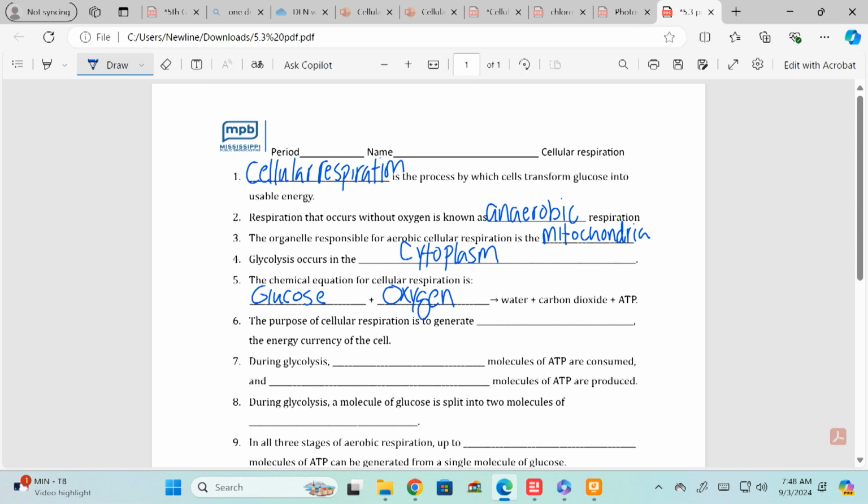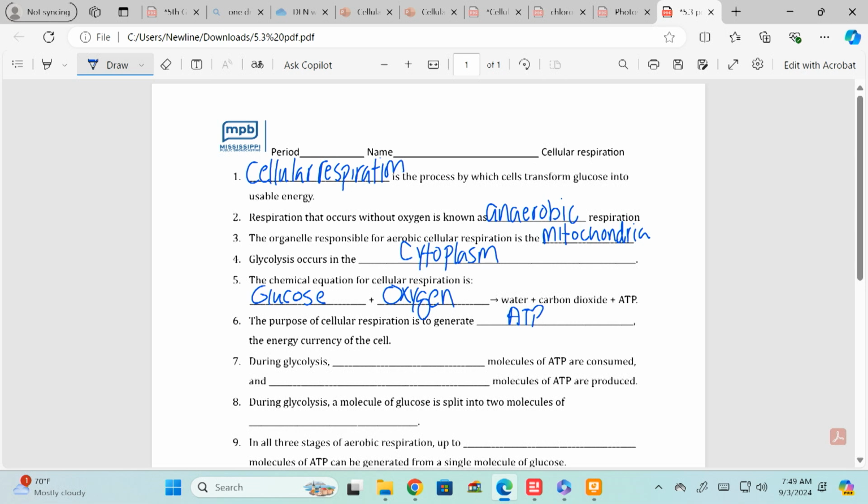All right, number 6. The purpose of cellular respiration is to generate blank, the energy currency of the cell. So what are we trying to make through cellular respiration? That's called ATP. And remember, that stands for adenosine triphosphate. Okay, let's keep it going.